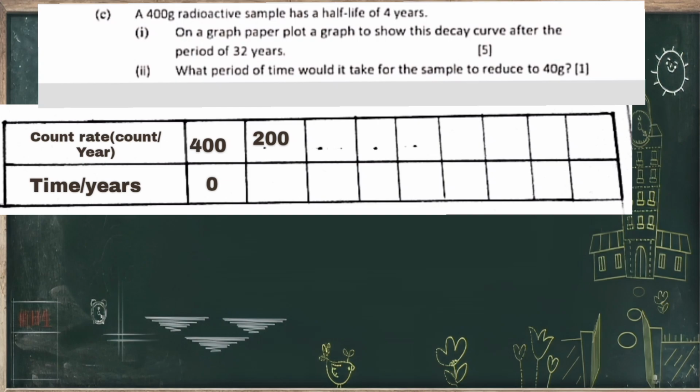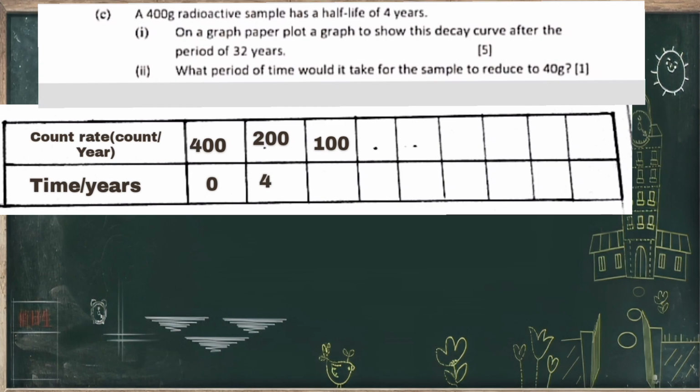I'm not going to put grams, but just 200. Then what will be the time, or what will be the half-life? The half-life is going to be 4, from 0 up to 4. Then from there, 200 multiplied by half, I'm going to get 100, which is 100 grams.